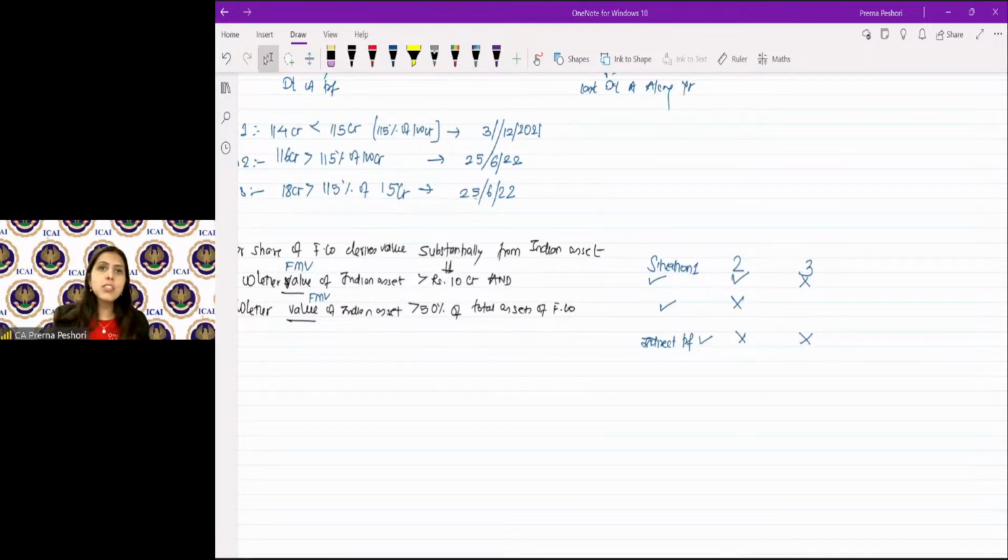Is it clear, students? Yes or no? Indirect transfer provision clear to all of you? Step 1, identification of the specified date. For that you consider the book value of the assets of the foreign company. Once you identify the specified date, identify whether the value of the Indian asset is more than 50% of the total assets of the foreign company and the value of the Indian asset is more than 10 crores. Any question, any doubt?